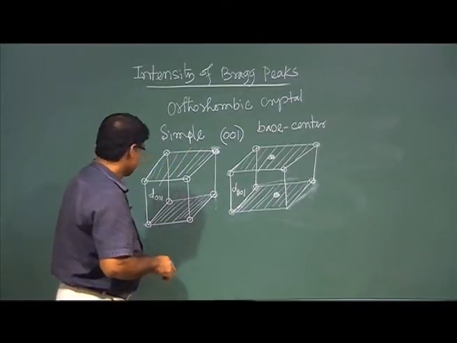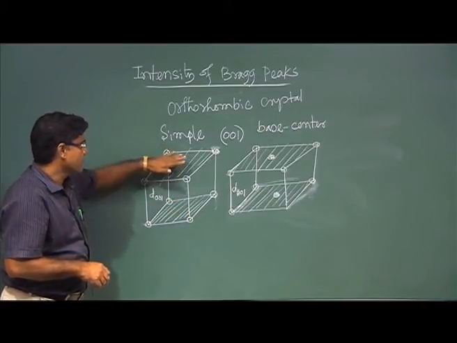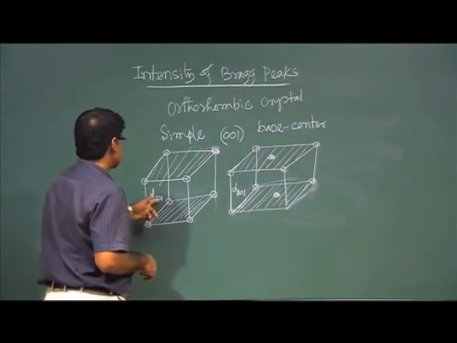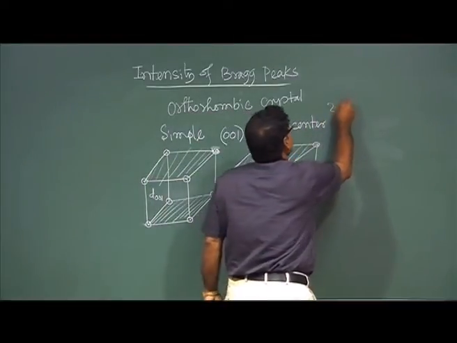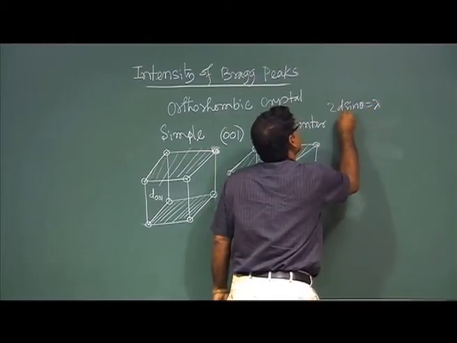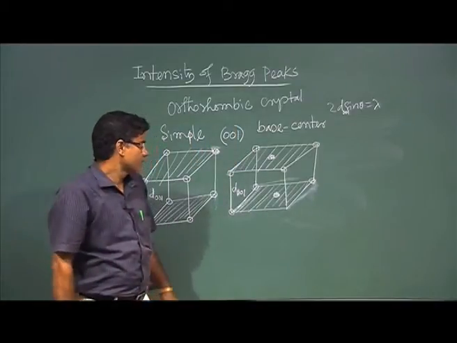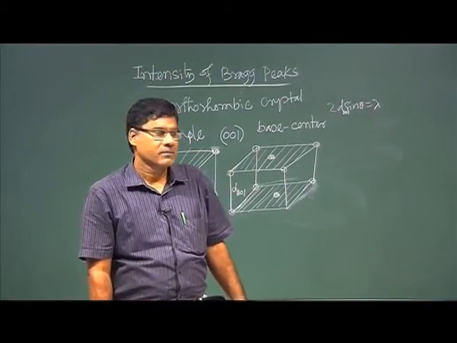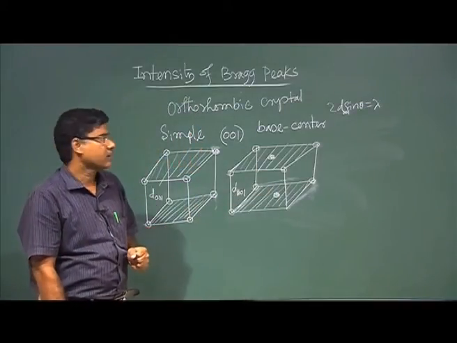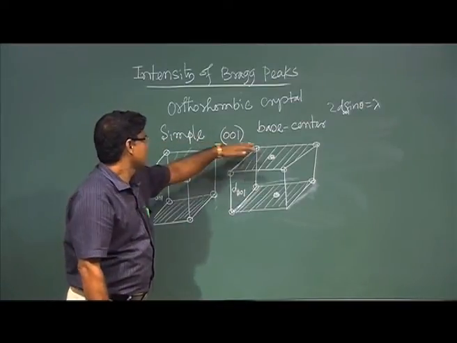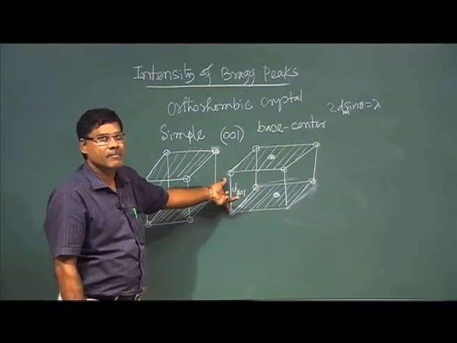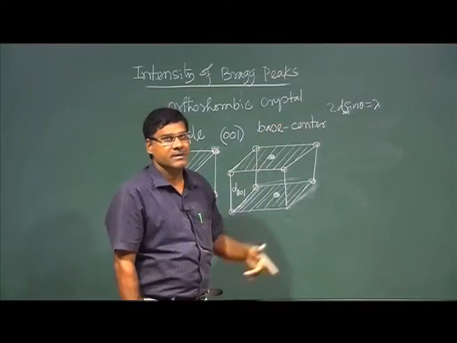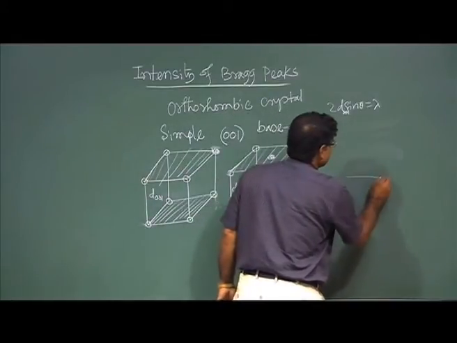So, reflection or diffraction from this 001 plane: we will get a peak for this 001 plane, whatever the theta; one can calculate 2d sin theta equal to lambda. At that theta we will get a diffraction peak. Now, what about the intensity of that peak? In these two cases the lattice spacing is the same, and we are supposed to get the peak at a particular angle that one can calculate.